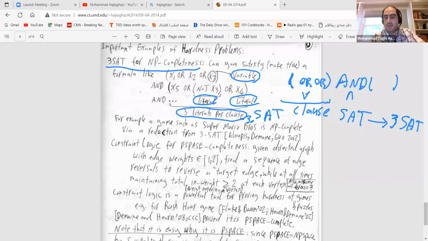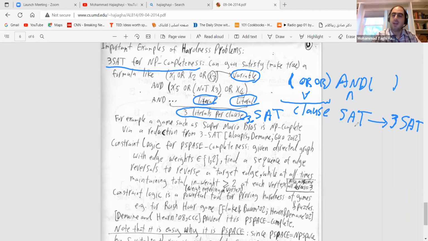What's the meaning of that? It means that 3-SAT is as hard as SAT. Whenever you want to solve SAT, you can always assume that the number of literals in each clause is at most 3. This version seems more restrictive, but it is not, and it is as hard as SAT. So these two problems are equivalent, because each of them belongs to class NP.